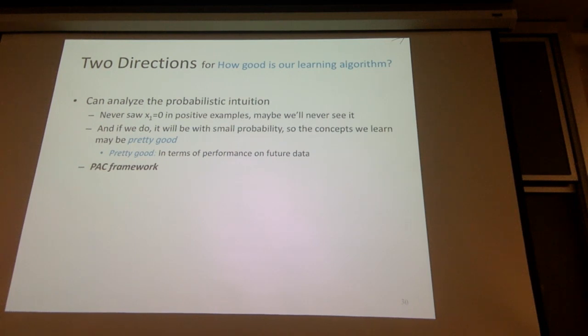This intuition is the basis of what is called the PAC framework for machine learning. It's called the probably approximately correct framework.